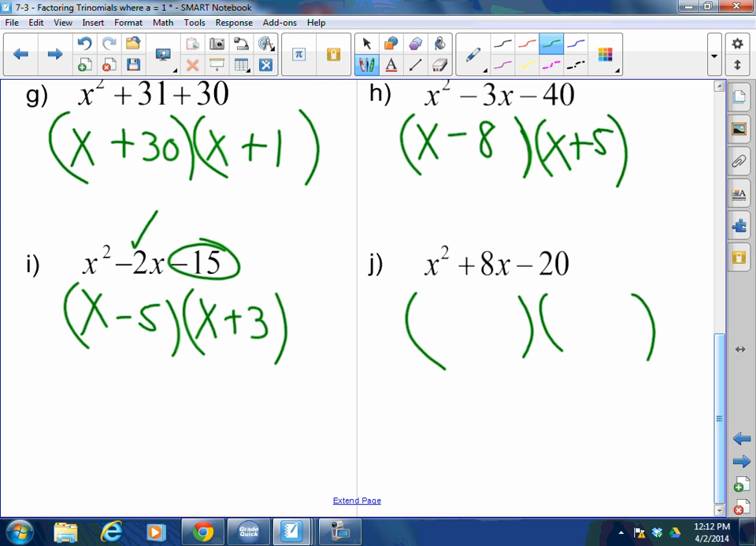Last but not least, what times what is negative 20, but when added together is 8? Very, very good, son. X plus 10 and x minus 2. That is fantastic. Well done, my man. Does that make sense, my brothers? Okay, may I continue, gentlemen? You sure? Because I got plenty of time.